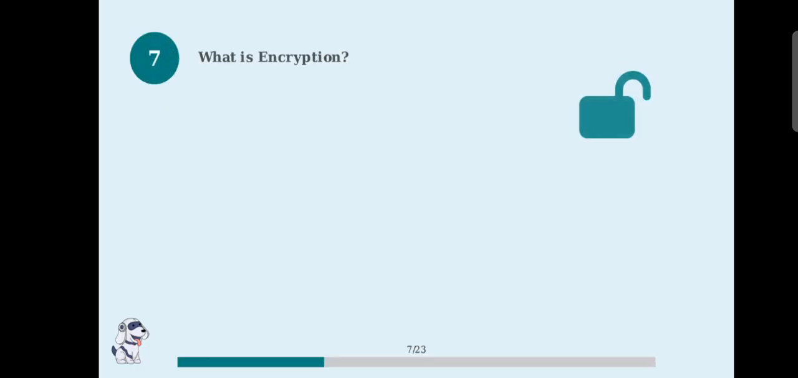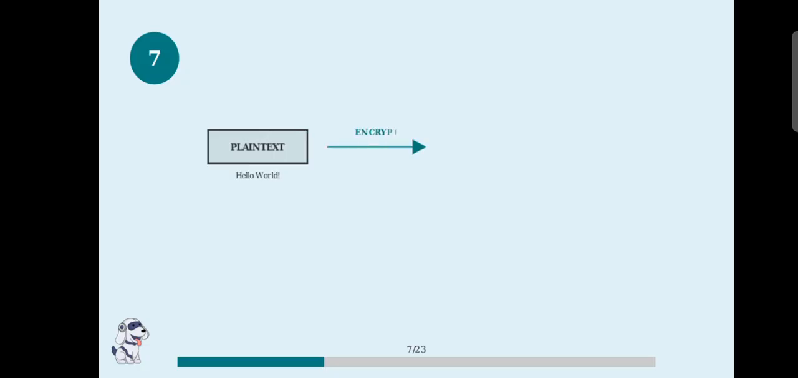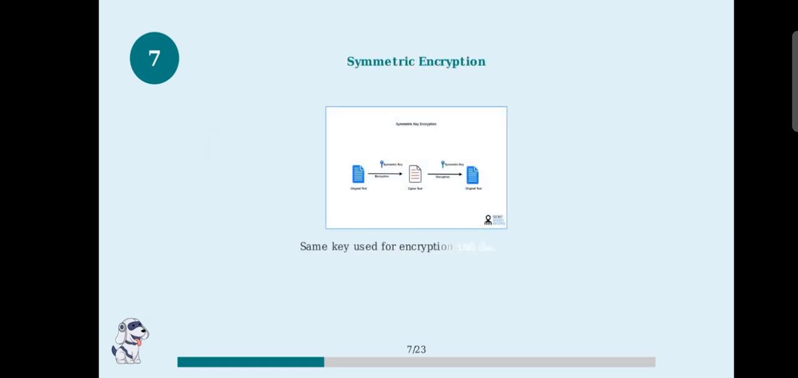Question 7. What is encryption? Encryption is the process of converting readable data, called plain text, into an unreadable format, called ciphertext. This transformation protects the confidentiality of sensitive information. There are two main types of encryption. First is symmetric encryption, where the same key is used for both encryption and decryption. This is like having one key that both locks and unlocks a door.